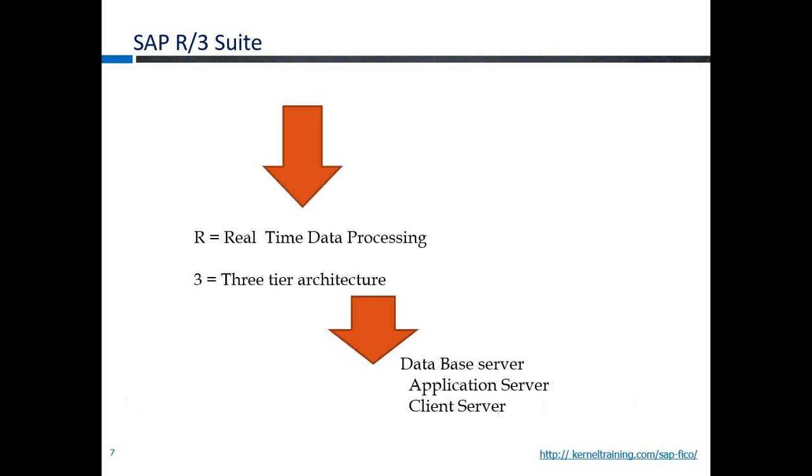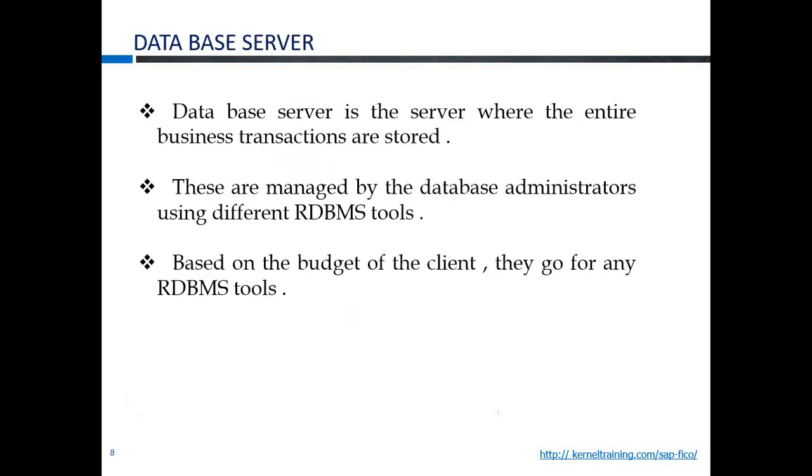Okay. So why do they mention R/3? What does this 3 mean? It is a 3-tier architecture. So what is 3-tier architecture? They have a database server, application server, and then the client server. So we'll be looking first into the database server.